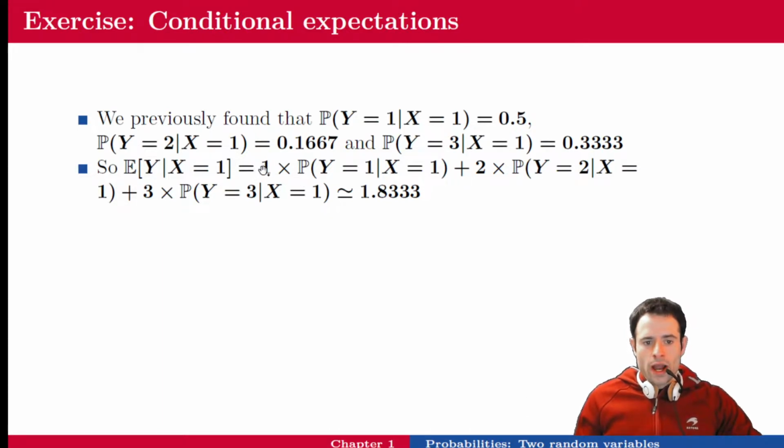In the first case, y will be equal to 1 times the probability of being equal to 1 when x is equal to 1, so that's 0.5. Then when it's equal to 2, it's going to be 2 times 0.1667. And finally, for the third one, it will be 3 times the probability that y is equal to 3, which is 0.3333. And the conditional expectation is equal to 1.8333. Okay?